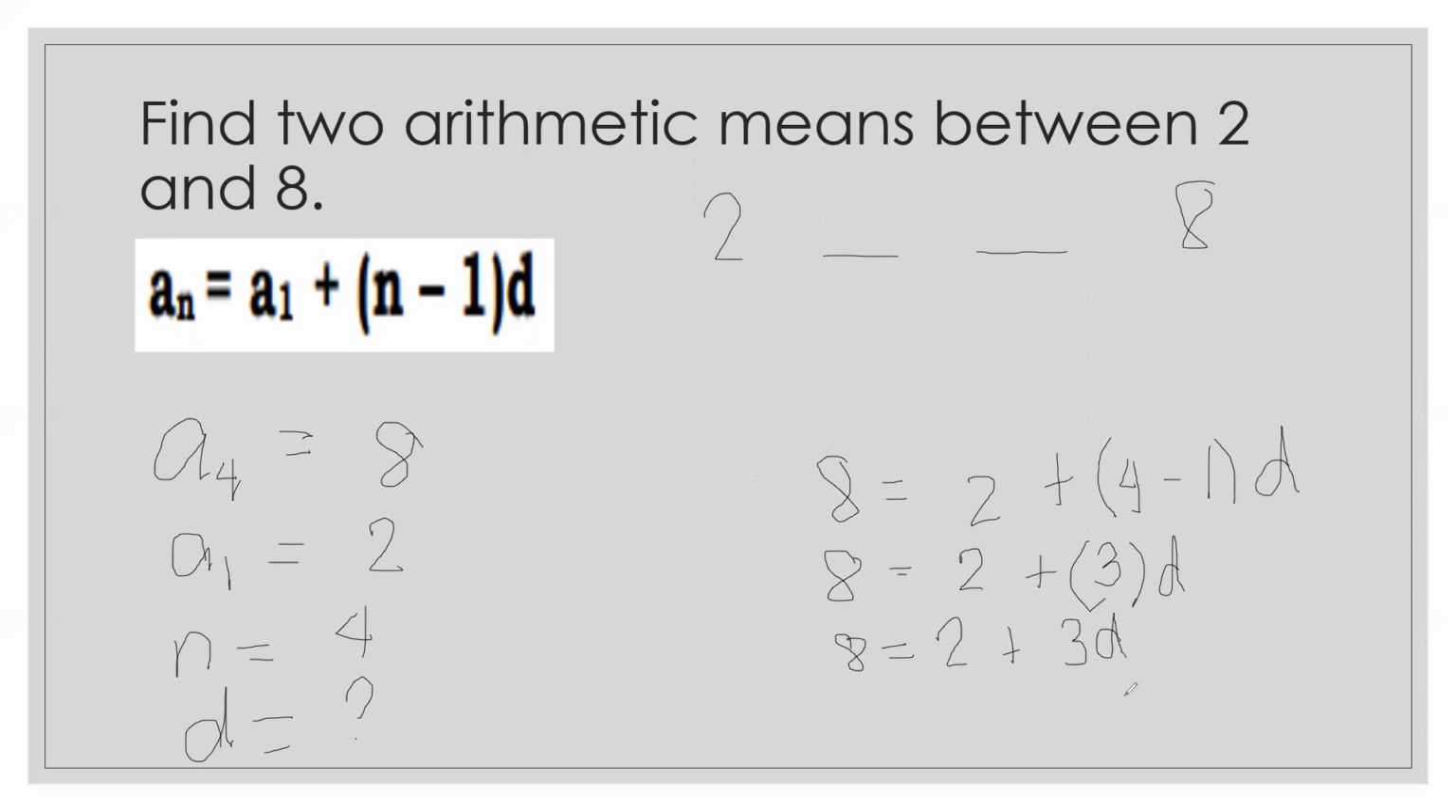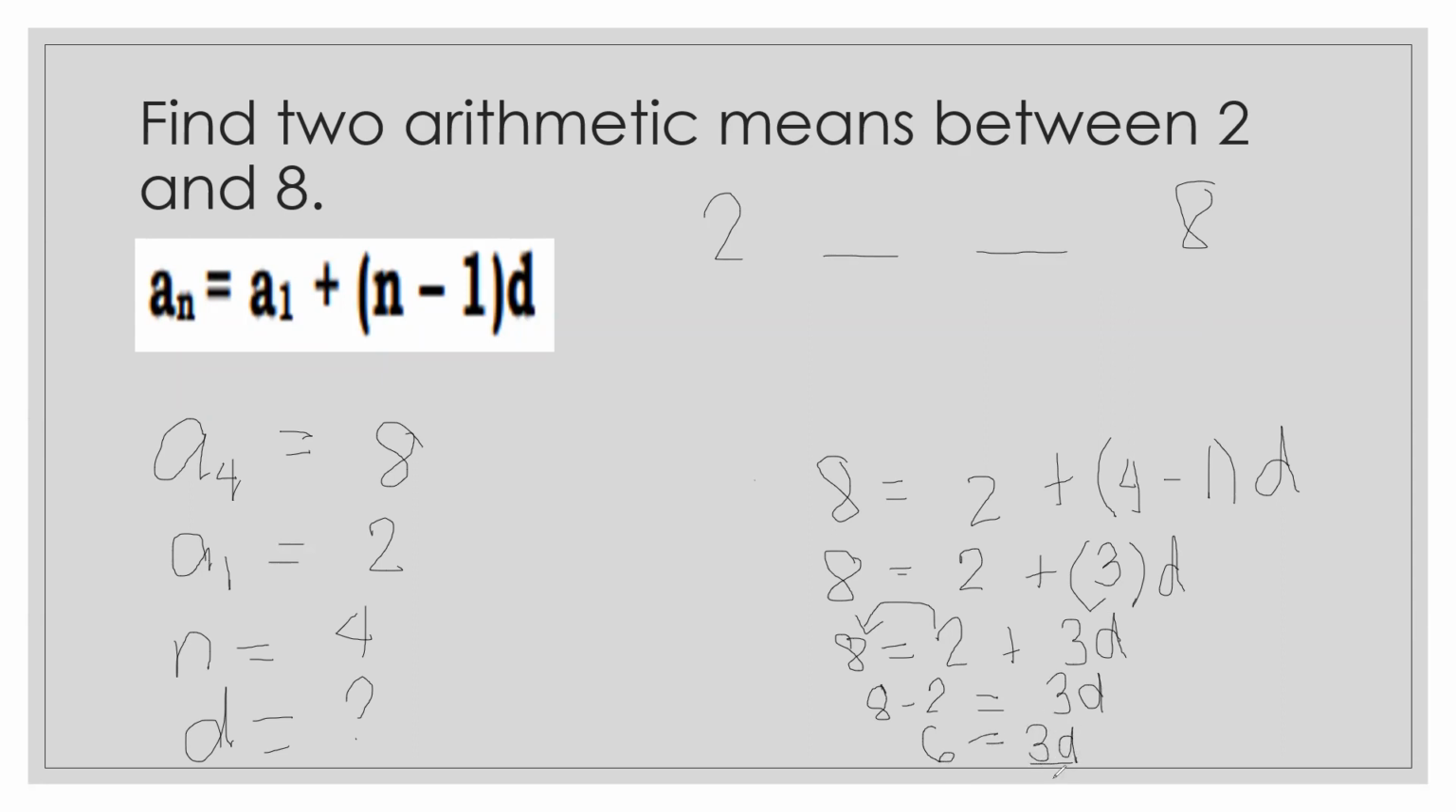Ngayon, kailangan ko mahanap ang d. Para mahanap ko yung d, dapat wala siyang katabi. Okay? So, ang una natin tatanggalin, yung hindi niya kakapit. Tanggalin natin si 2 muna. Matatanggal natin si 2 by transposing. Itatranspose muna natin siya papunta sa kabila. Pero pag tinranspose, please take note na nababago ang sign niya. So that will become 8 minus 2, from positive 2 dahil inilipat natin siya ng posisyon, magiging minus 2 siya. 8 minus 2 equals positive 3d. Then 8 minus 2, that will become 6 equals 3d.